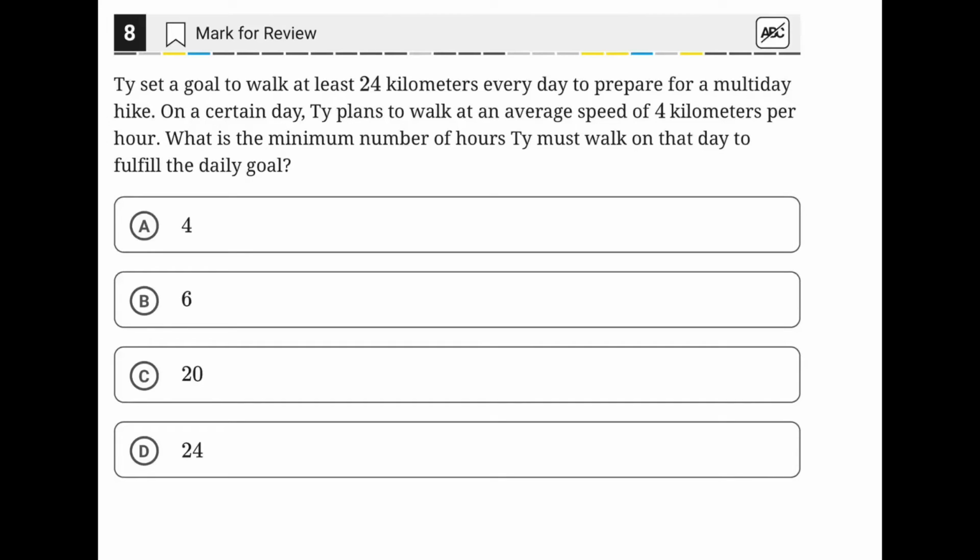Number 8, Ty has a goal to walk at least 24 kilometers every day. And if he's walking at 4 kilometers per hour, 24 divided by 4, he's going to have to walk for 6 hours. Minimum.